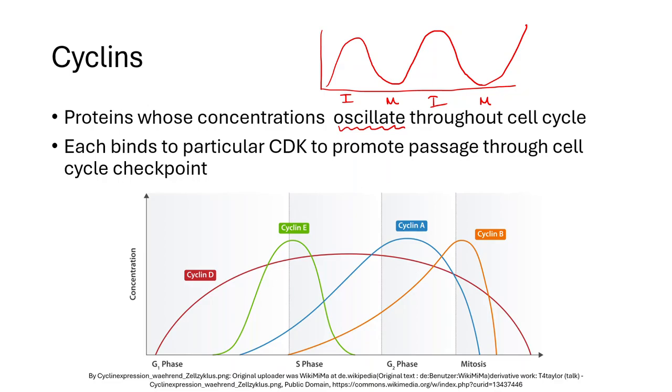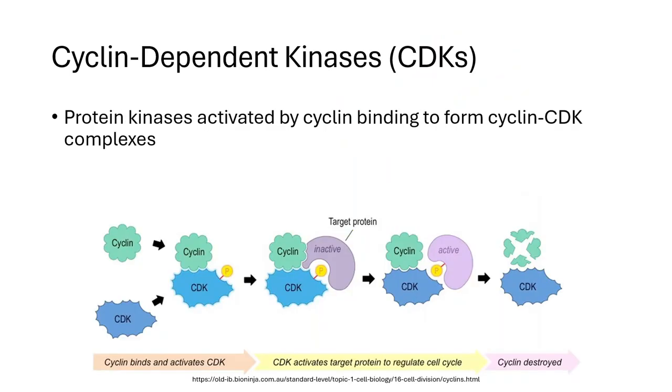You don't need to know particular names of cyclins or which CDK they associate with. What you do need to be able to do is recognize that if you have a question that talks about a cyclin and a CDK, that they're going to interact in a particular way. So CDKs are these kinases that are only active when they're bound to a particular cyclin. So since they're kinases, remember that means that they phosphorylate other molecules.